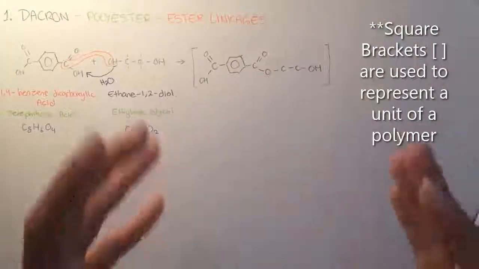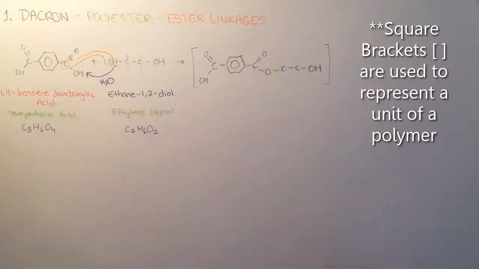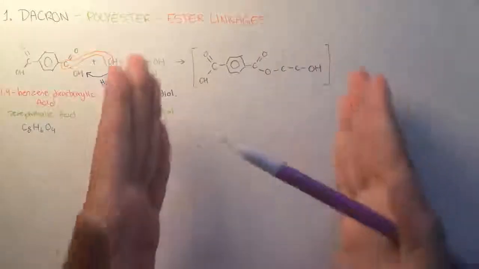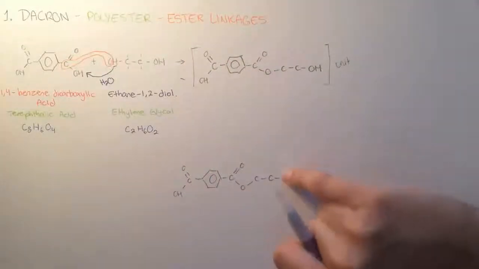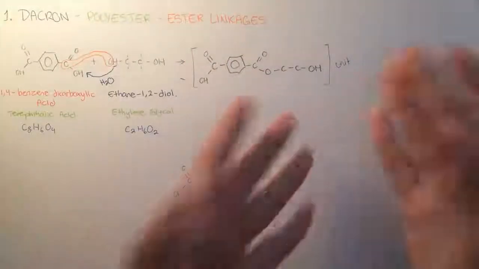So here we have just a part of Dacron, because Dacron is a polymer, and we know that polymers have thousands of bonds. So this is just a part of Dacron. We could get this carboxylic acid at the end and react it with the OH on a unit of Dacron.